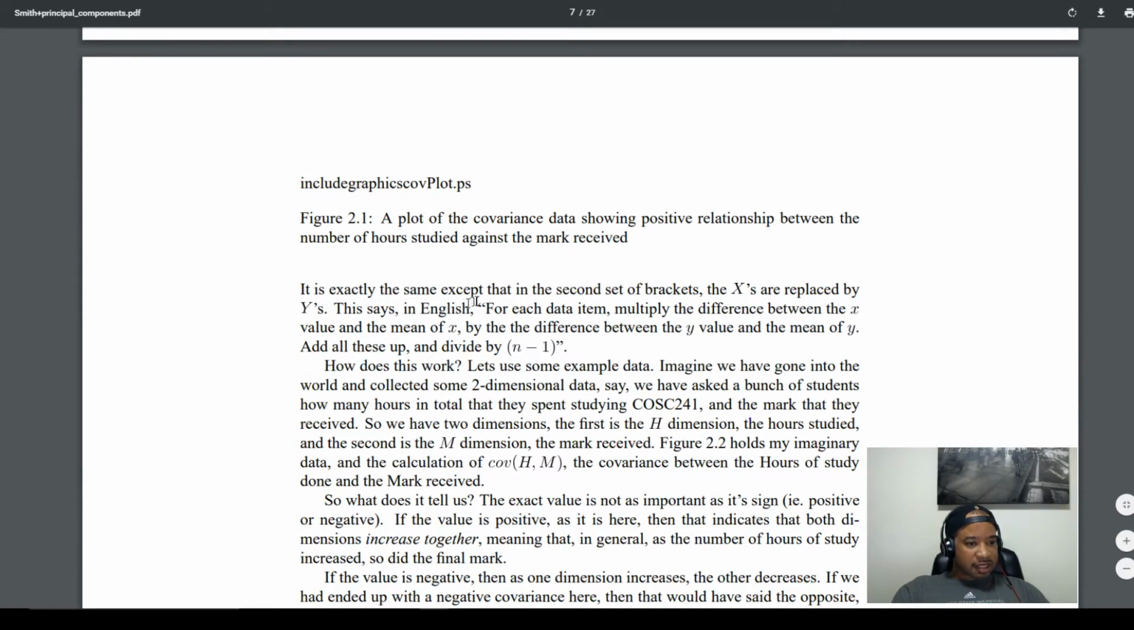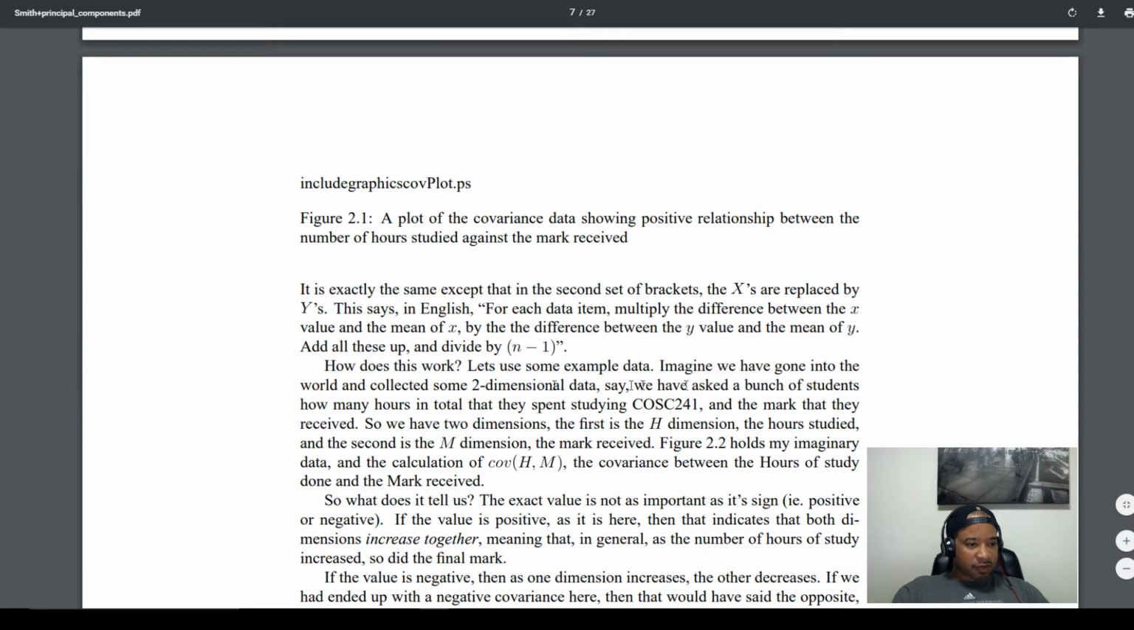It is exactly the same, except that in the second set of braces, the x's are replaced by the y's. Then, that is, for each data item, multiply the difference between the x value and the mean of the x by the difference of the y value and the mean of the y, and add them up and divide by n-1. How does this work? Well, let's use some example data.